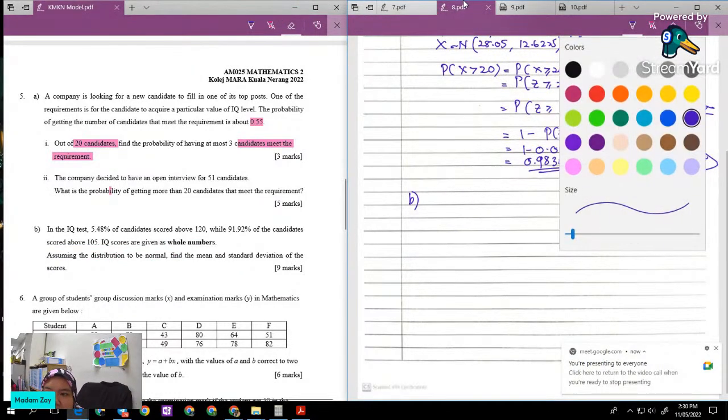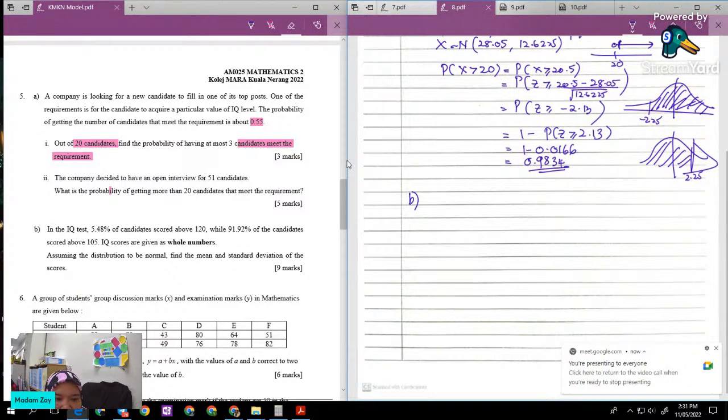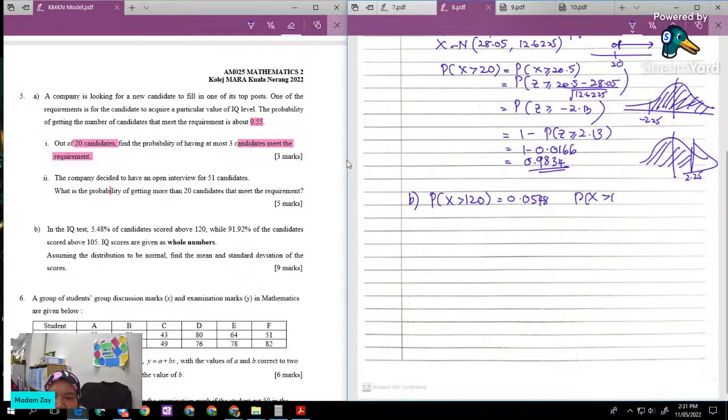5 markah you. Kat sini, dia kata probability of scoring above 120 is 0.0548 and probability of scoring above 105 is equal to 0.9192. Okay, so IQ score ni kena whole number. Sekarang kita nak cari mean and standard deviation. So first of all, kita kena cari dulu mean dengan standard deviation dia. Untuk X ni, X is a normal kan dia kata. Kita mesti ada mean dengan standard deviation, square sebagai parameter dia.